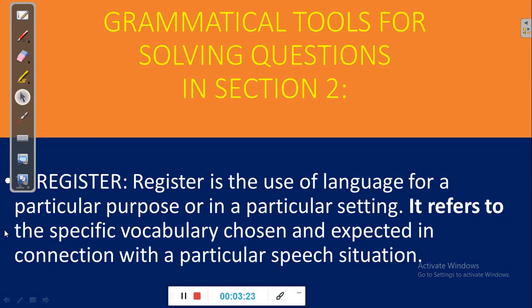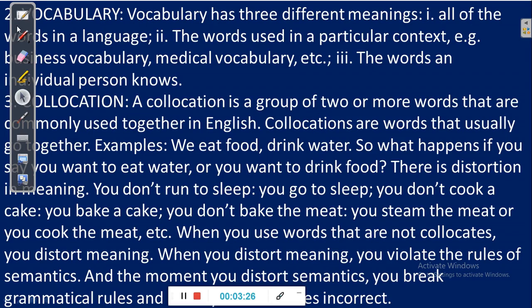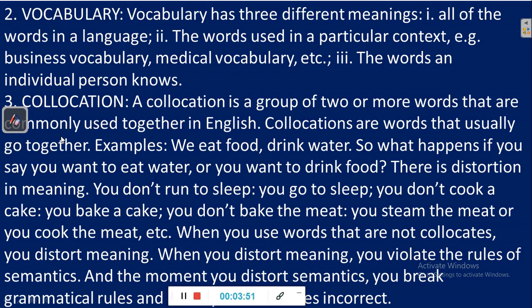grammatical tool, and that is vocabulary. Of course, we already mentioned vocabulary when we were talking about register, but there's a slight difference, but they are closely related. Vocabulary has three different meanings. The first one is vocabulary means all of the words in a language. When you talk of the English vocabulary, it refers to all the words available in the English language. Then the second meaning is the words used in a particular context.